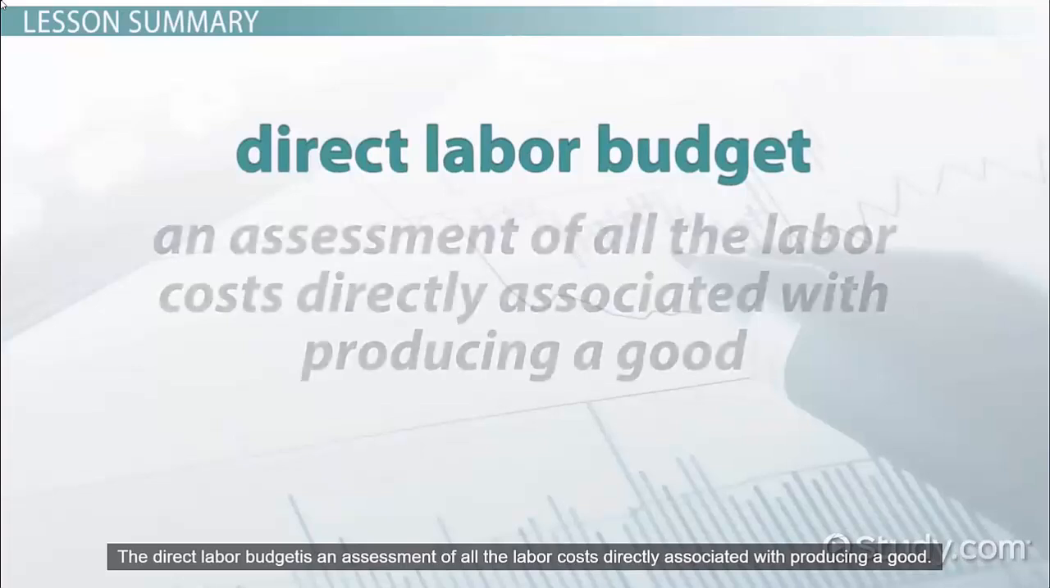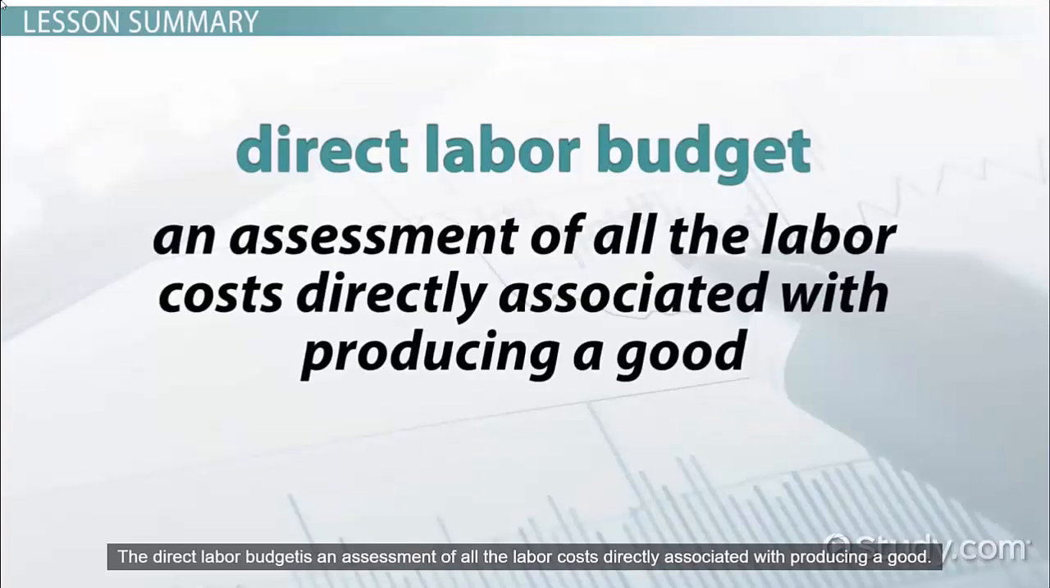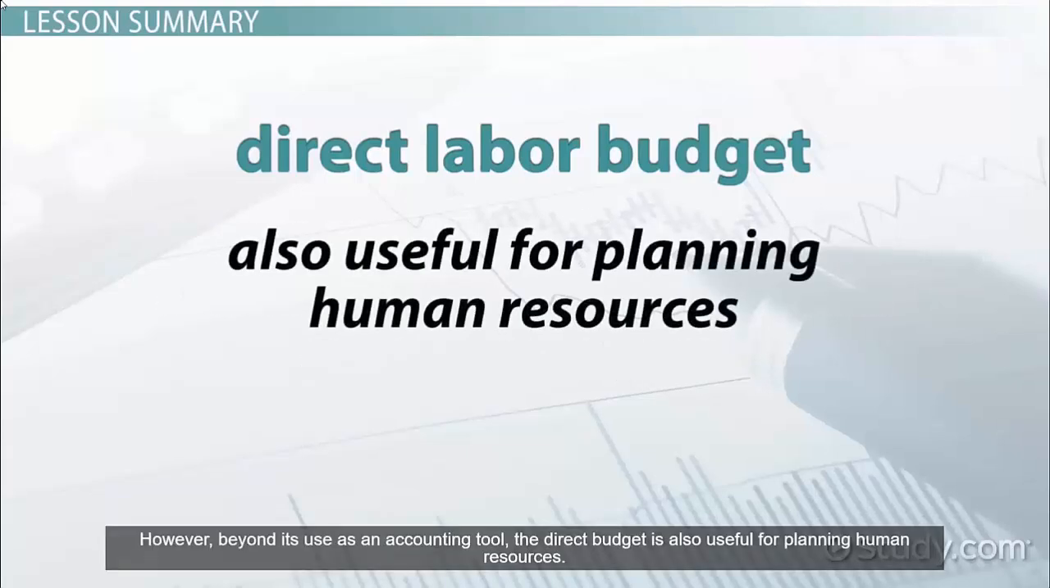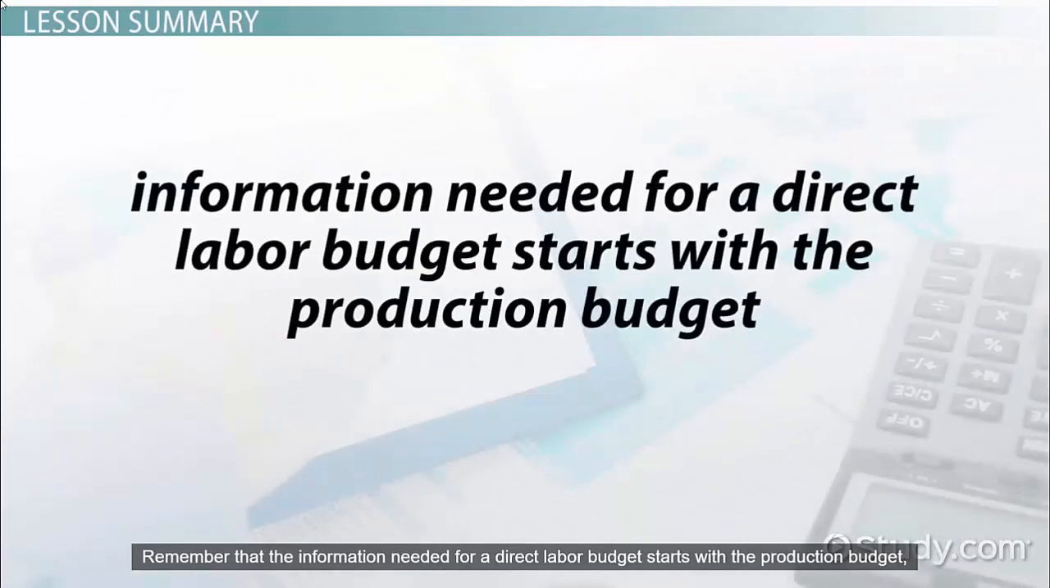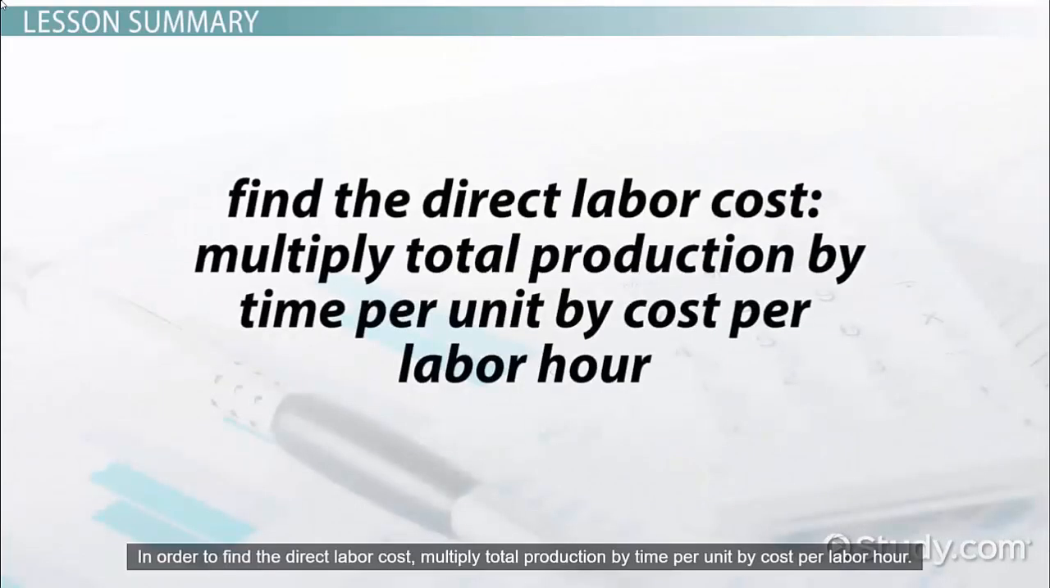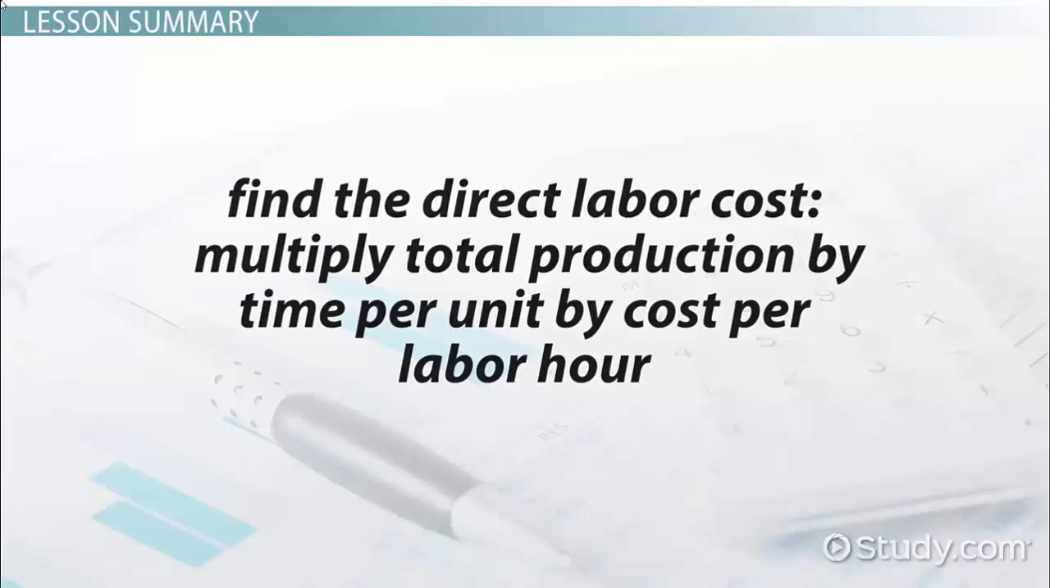The direct labor budget is an assessment of all the labor costs directly associated with producing a good. However, beyond its use as an accounting tool, the direct budget is also useful for planning human resources. Remember that the information needed for a direct labor budget starts with the production budget, and this budget is necessary to calculate a company's master budget, its balance sheet, and budgeted income statement. In order to find the direct labor cost, multiply total production by time per unit by cost per labor hour.